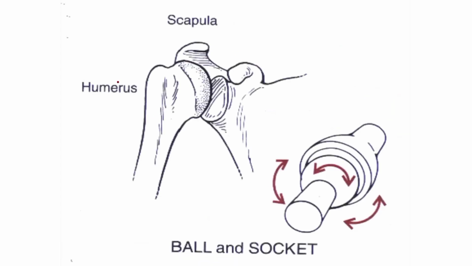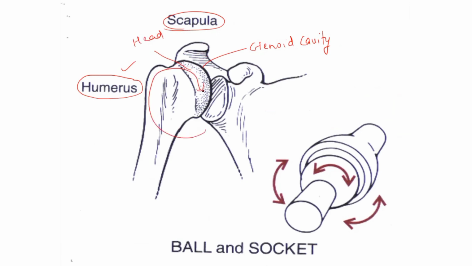So this is the first ball and socket joint, between the humerus and the cavity that is present in the scapula. What is this cavity called? This cavity is called the glenoid cavity. So in the scapula there is a cavity called the glenoid cavity, and this cavity is occupied by the humerus head, and finally it forms a joint that is able to move like this, 360 degrees. That is what a ball and socket joint is.